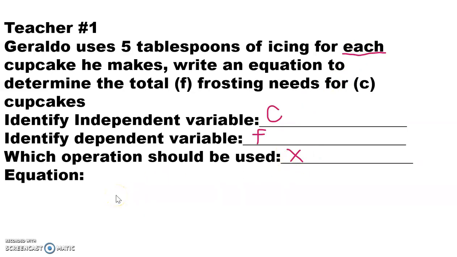When I go to write my equation, I'm going to start with what my dependent variable is. I'm going to write that on one side of the equation by itself. So the amount of frosting is going to be equal to, then I'm going to take my independent variable and have this operation written with it. So I'm going to take C and multiply it by something to find the amount for F. What I'm multiplying it by is given to me up here in the first part. So my equation reads, the amount of frosting is going to be equal to the number of cupcakes multiplied by 5.